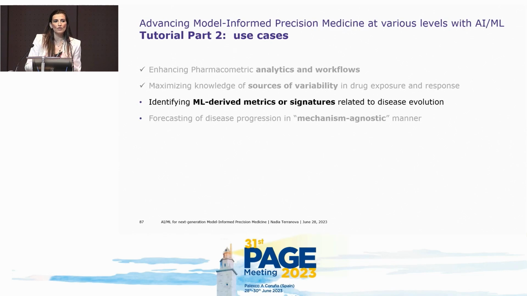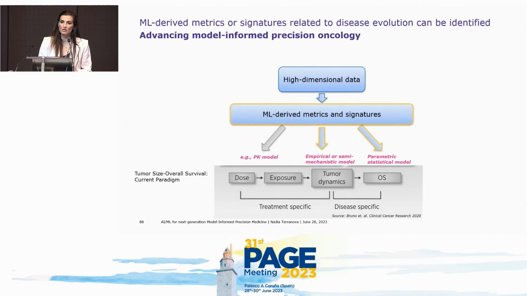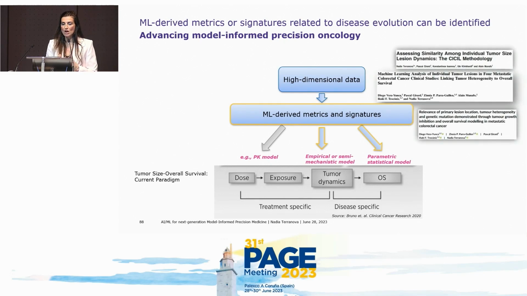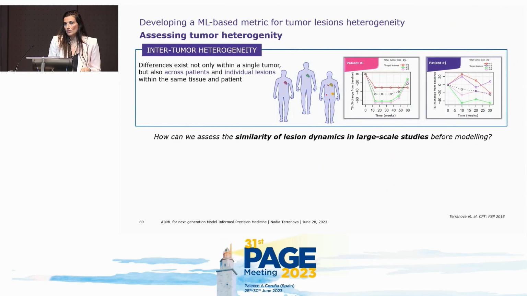But other than screening covariates, doing a pre-selection, actually we can derive directly some metrics or signatures that can inform our tumor progression models and overall survival models. And in this respect, I would like to share an example where a tumor metric signature of heterogeneity across lesion dynamics was developed. As you all know, heterogeneity is very important to consider in oncology, as it's responsible for the development of drug resistance and also the failure of many treatments.